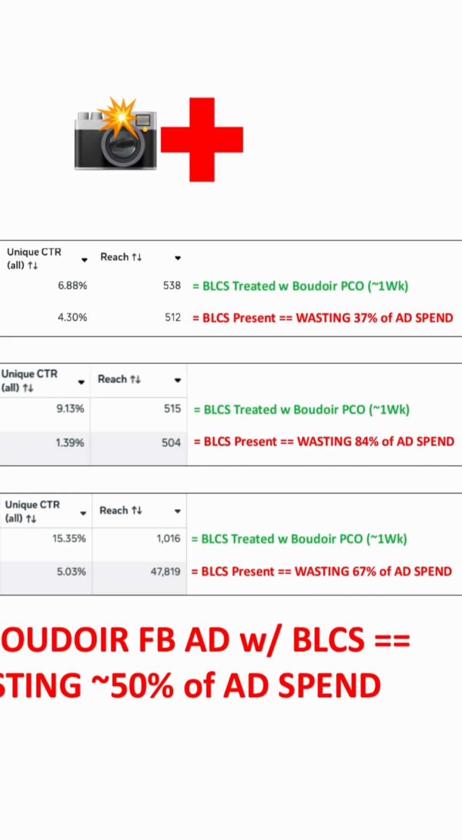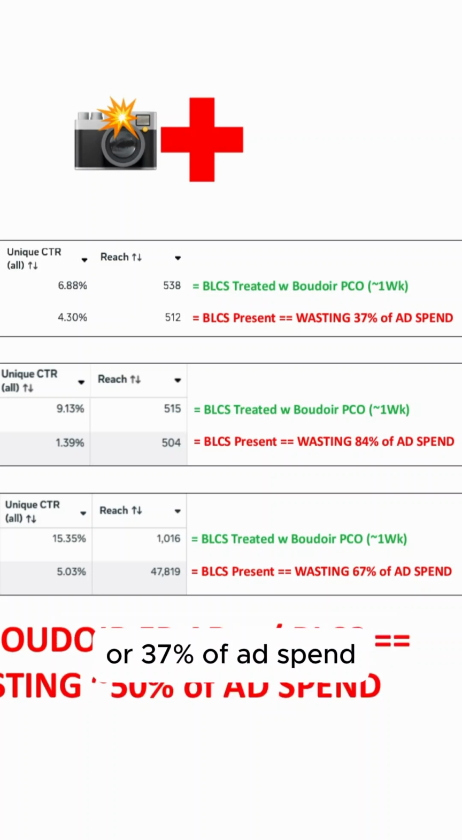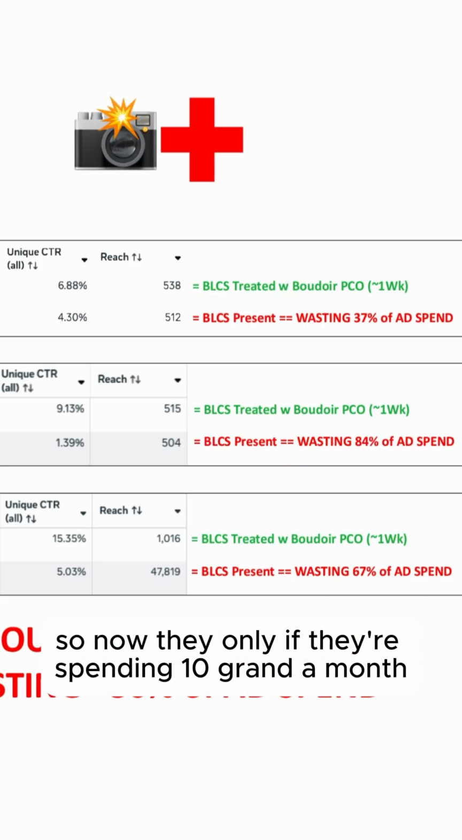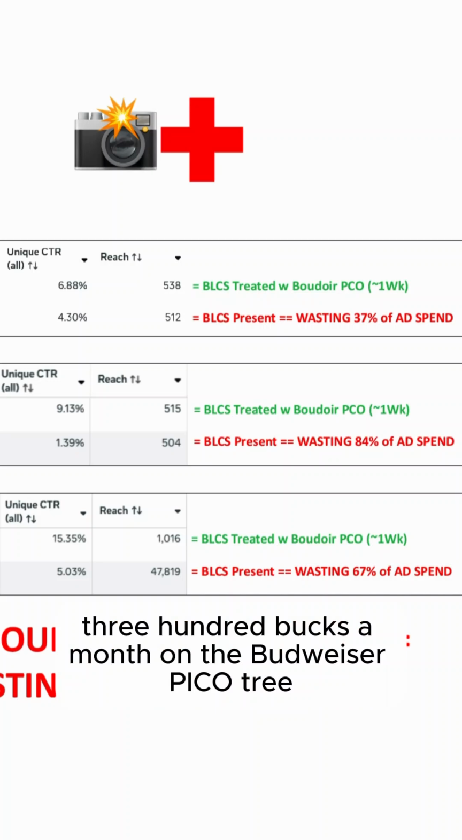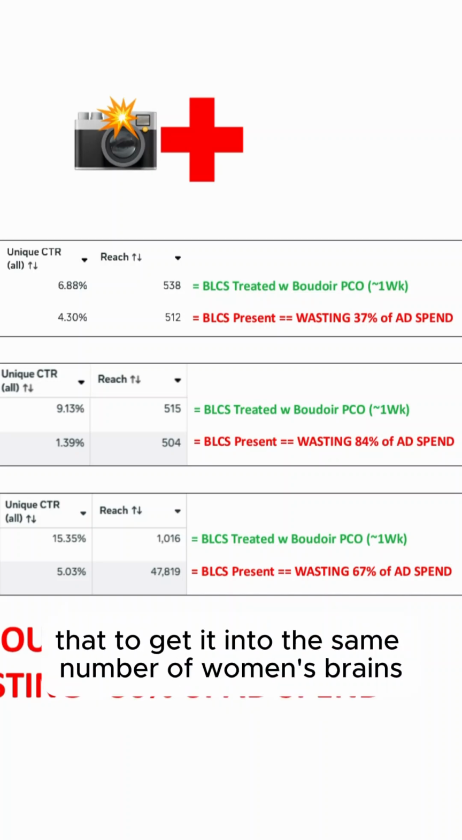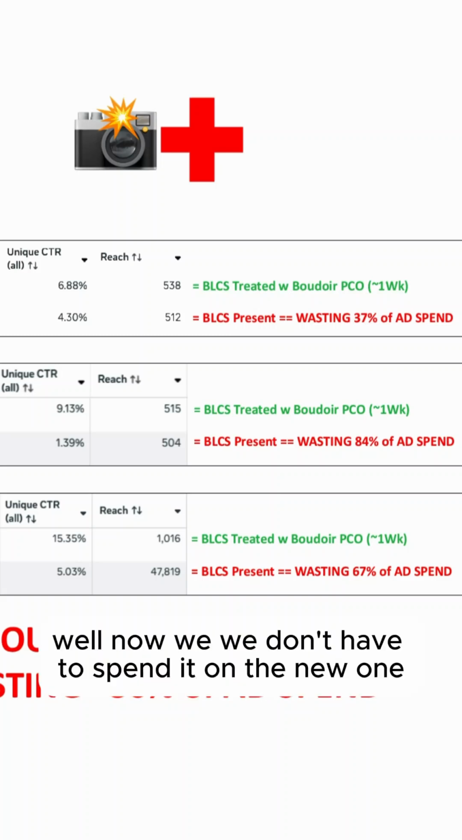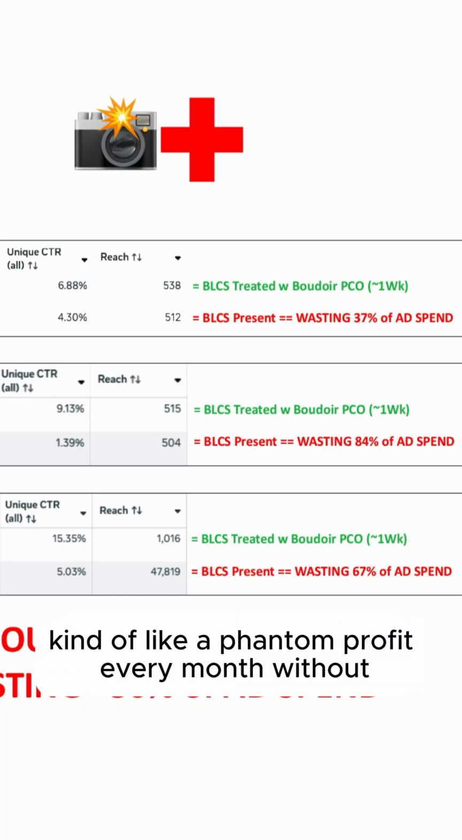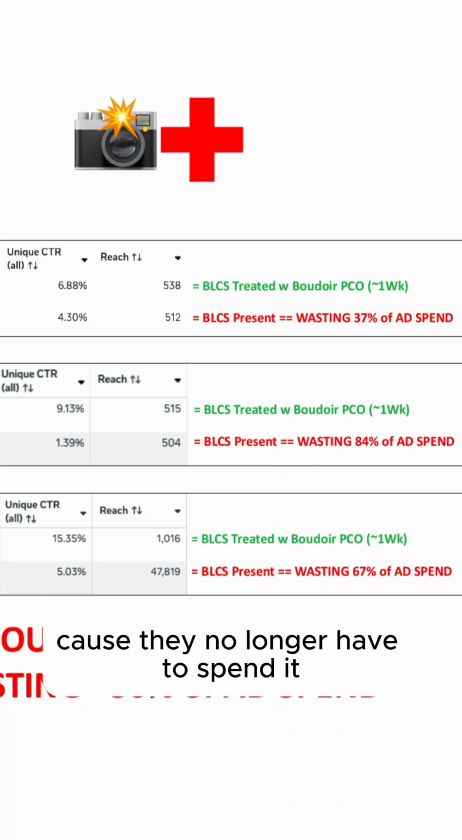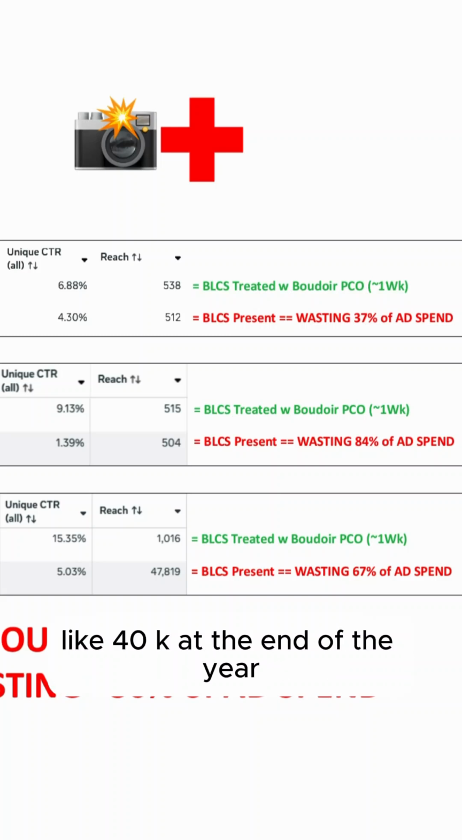So now we discovered the original Boudoir Facebook ad was actually wasting 37% of ad spend. If they're spending 10 grand a month on the original ad, now they only need to spend $6,300 a month on the Boudoir Pico treated ad to get it into the same number of women's brains. So $3,700 a month that was being wasted on the old one, we don't have to spend on the new one. We just pocket that. So the Boudoir photographer pockets that, has like a phantom profit every month because they no longer have to spend it. And this gives them kind of a phantom bonus, like 40K at the end of 12 months.